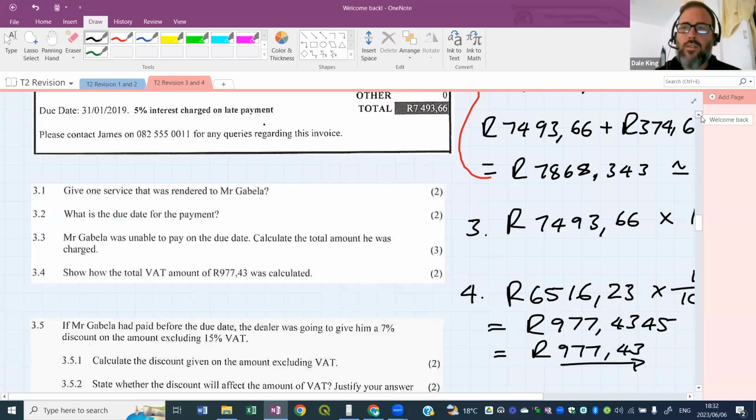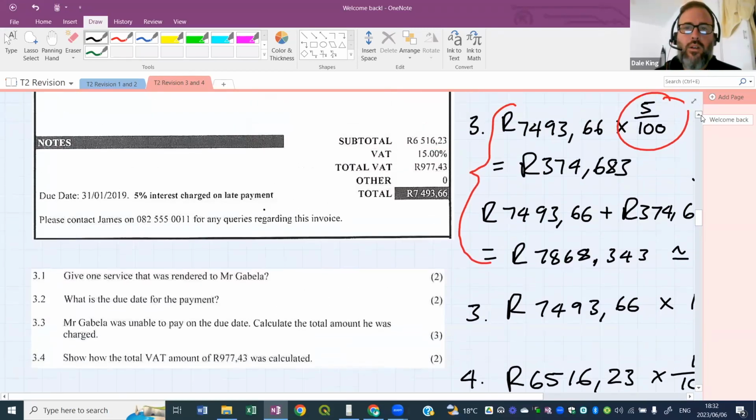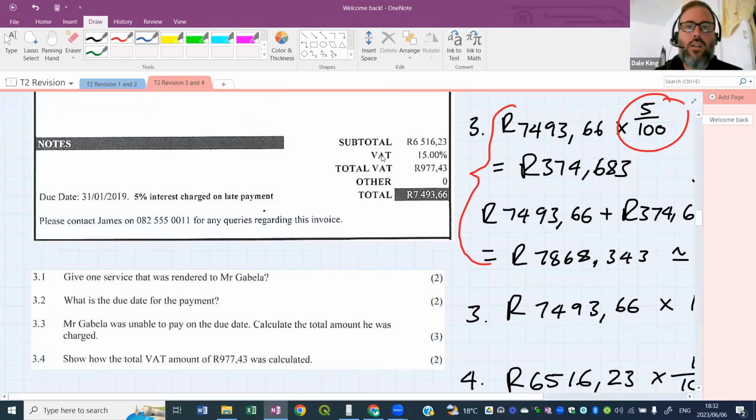Now, what amount is that? We've got to find that. Which amount is excluding the VAT? That's this one here, isn't it? That is the subtotal there. That is the amount that excludes VAT. This amount at the bottom is the amount that includes VAT. So the VAT excluded amount is this top one here.